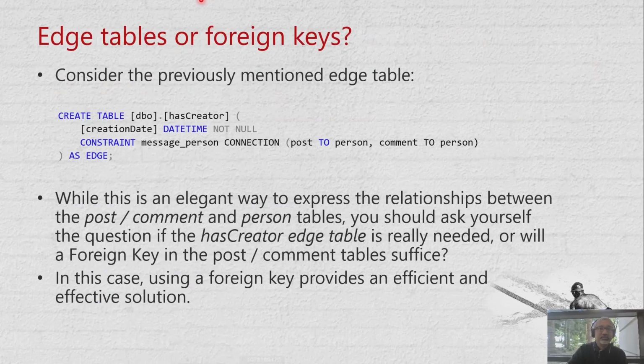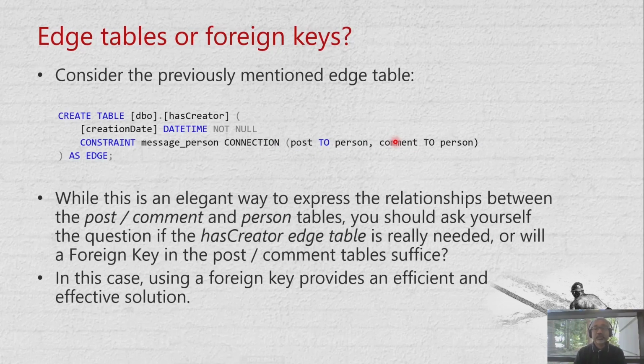When we have edge tables, you will sometimes come up with the question saying, hey, do we really need an edge table here, or can I live with a foreign key? Take the same edge table that we talked about earlier, which is the has creator table. You can have a constraint there saying, hey, this edge table connects post to person or comment to person. But when you really think of it, a post or a comment really just has one creator, which is one person, because that's a 1:1 kind of a mapping, right? You have one owner, one creator of that message. You generally will not have more than one creator.